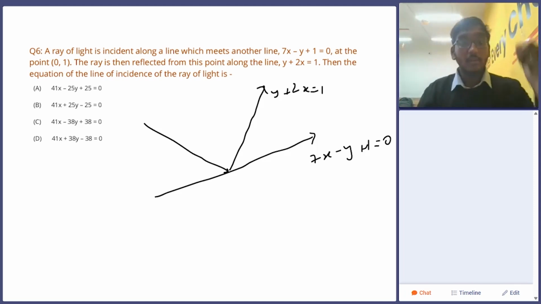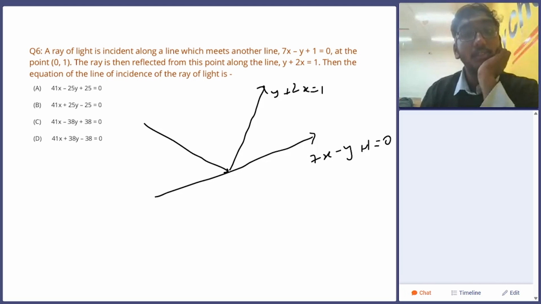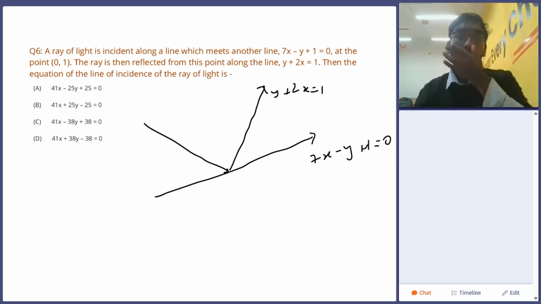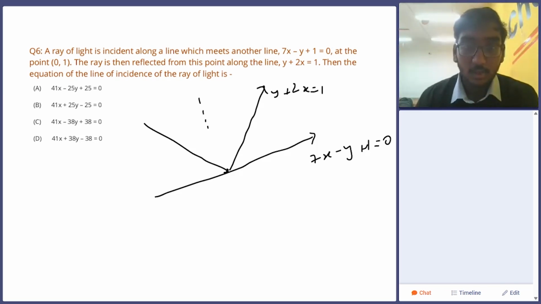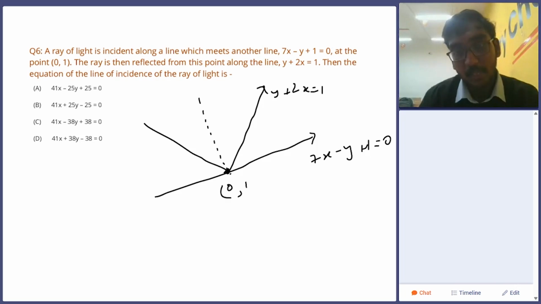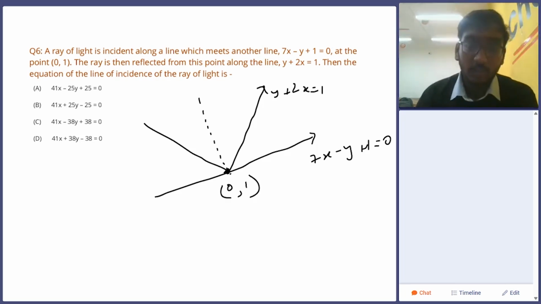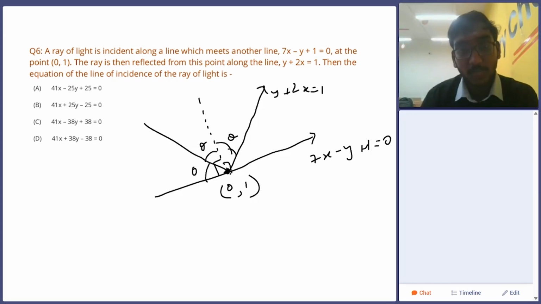Then what they are asking is the equation of the line of incidence of the ray of light. That is basically the equation of this line, the equation of the incident ray. One thing is that if I drop a normal, this point is actually (0, 1). It's already given that (0, 1) is the point where it gets reflected. So the angle of incidence should be equal to the angle of reflection. If this is theta, that should also be theta. Consequently, what will be the condition? This is a normal, and if this angle is phi, we call it phi.